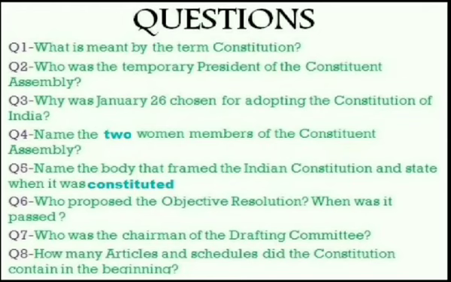Children, these questions are from the chapter Our Constitution and you will do them in your history copy.